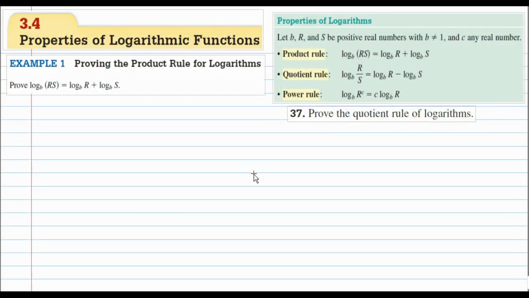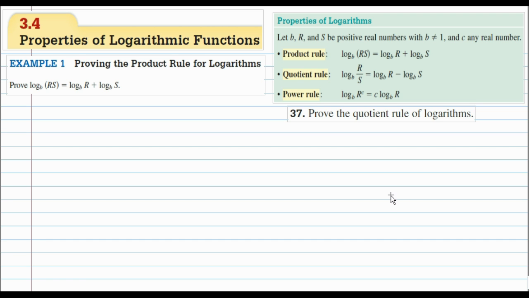This is the screencast for section 3.4, example 1. We are going to look at some properties of logarithmic functions. The properties that we're going to look at right now are the product rule, the quotient rule, and the power rule. Now, in the first two proofs here, we are going to look at why the product rule and quotient rule work, and then you'll be able to infer why the power rule also works.